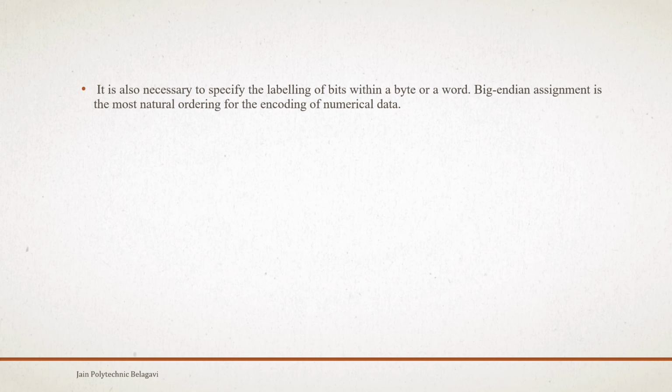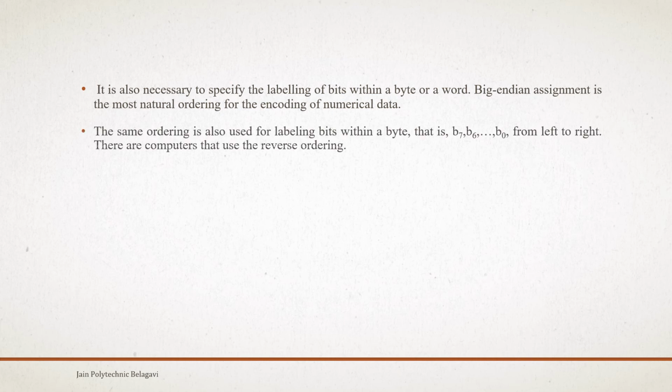It is also necessary to specify the labeling of bits within a byte or a word. That is, we have to label what the starting address of that byte is. The beginning assignment is the most natural ordering for encoding of numerical data. The same ordering I have described is used for labeling bits within a byte. If there are 8 bits, as you can see here, they start from bit 0 to bit 7, from left to right. But some computers can have the reverse ordering also.